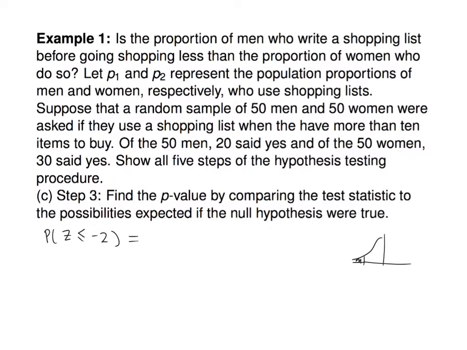So is that one you can get from your z table? Yeah. So how about you try to find it? Get a z table. 0.0228. Okay.